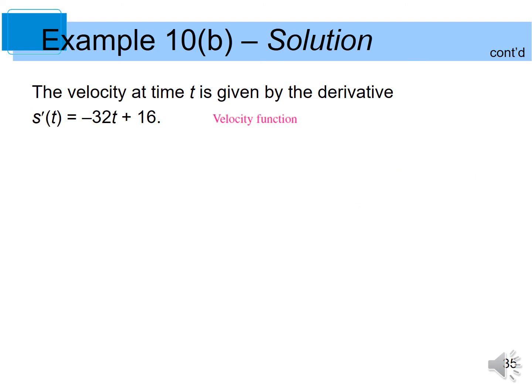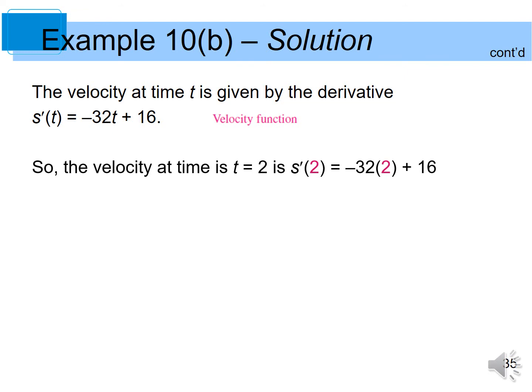And to calculate the velocity, we differentiate the position function. So we have negative 32t plus 16. And we substitute t equal to 2 into the velocity function, and we have velocity is negative 48 feet per second.